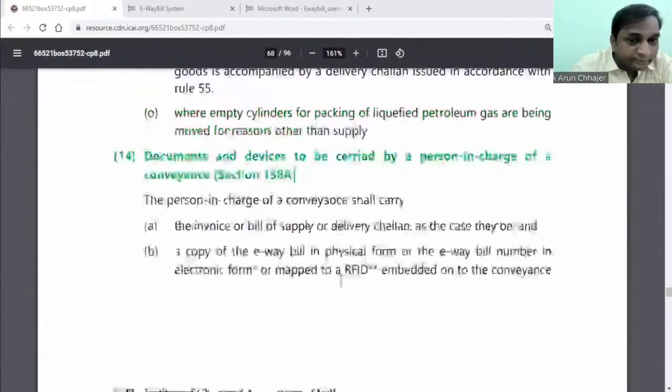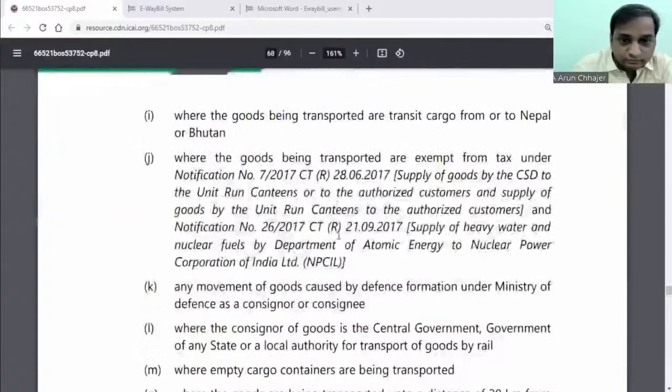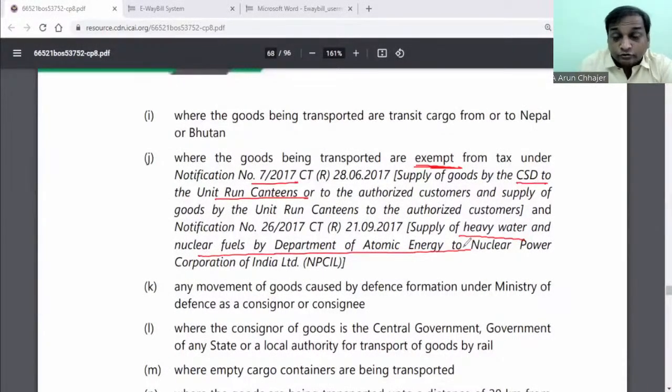Nidhi Parekh, please explain point J. See, there are exemptions from tax. So there are two transactions which are exempted. The separate notification is there: CSD to the unit run canteen, and second is supply of heavy water and nuclear fuel by the Department of Atomic Energy. So defense and nuclear power, these all are very secret. Correct, na? It cannot be communicated to all. That is the reason in these cases they are saying there is no requirement of e-way bill.